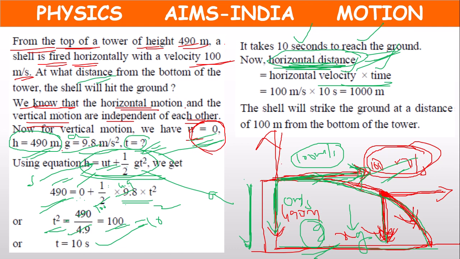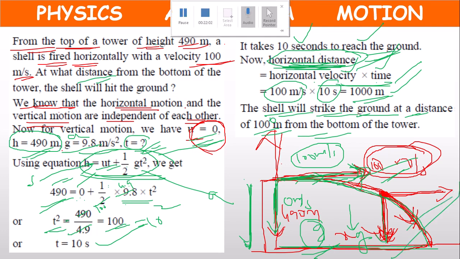So horizontal distance equals horizontal velocity into time. What is the velocity? 100 meter per second. What is the time? 10 seconds. So 100 into 10, 1000 meters. So the shell will strike the ground at a distance of 1000 meters from the bottom of the tower. So that is the answer.